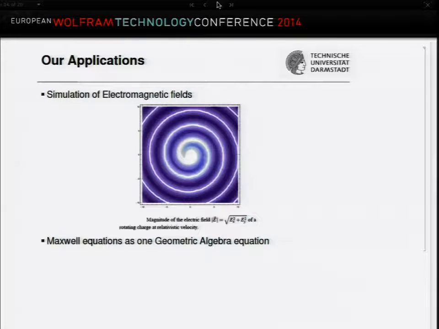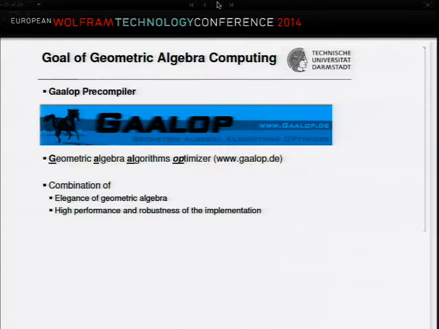We also did simulation of electromagnetic fields, for instance. Here we have to use a so-called space-time algebra in order to handle relativistic effects. And the nice thing here is that Maxwell equations can be expressed in only one expression, only in one equation based on geometric algebra. So these are some properties, some applications of geometric algebra.